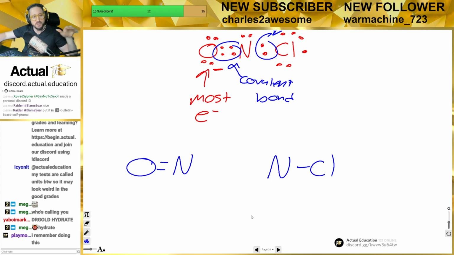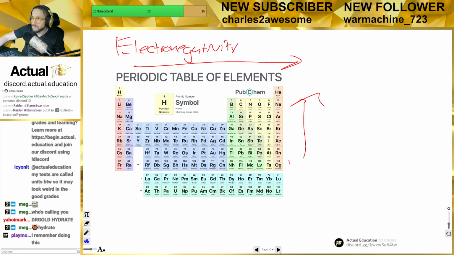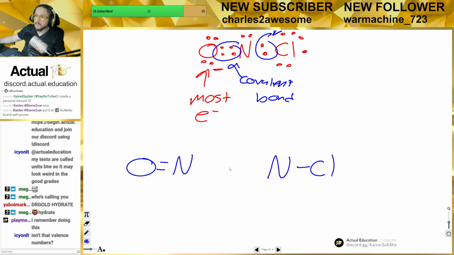But we'll try and make it simple for what it is. Okay, so Charles, in these two bonds, oxygen and nitrogen and chlorine, which one is going to be the positive one and which one's going to be the negative one? Positive in nitrogen chloride is nitrogen, and then the negative is chlorine. Good, exactly.